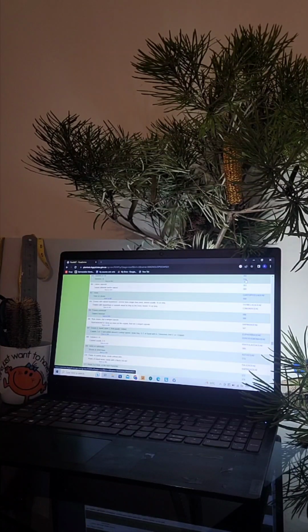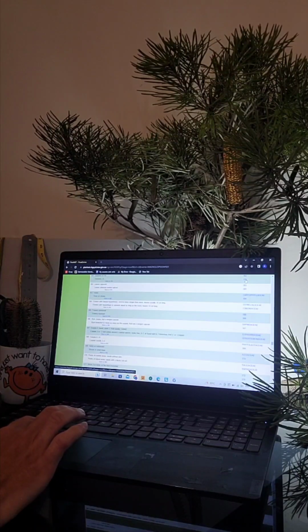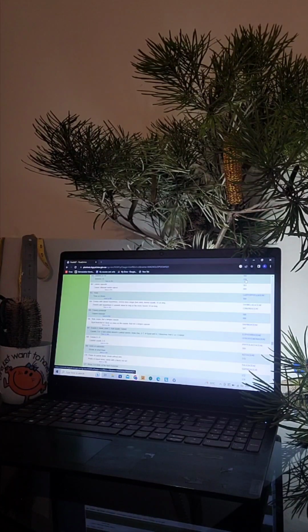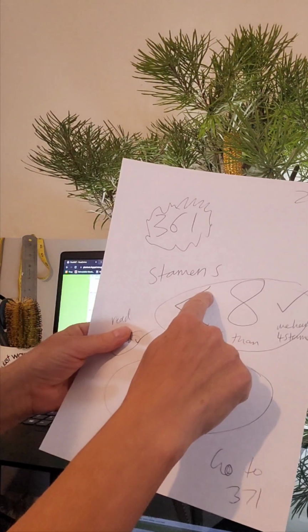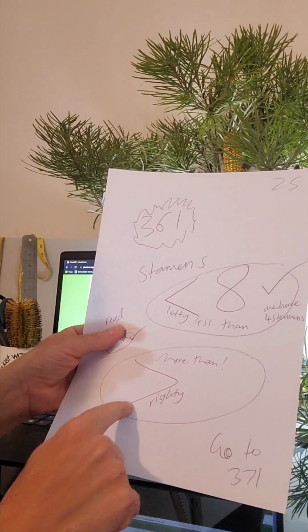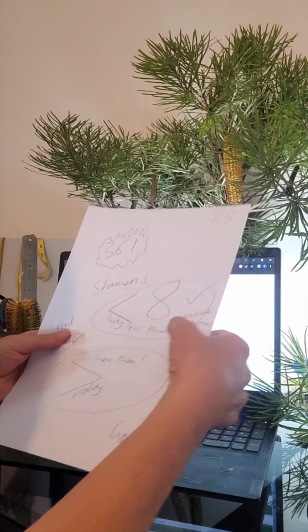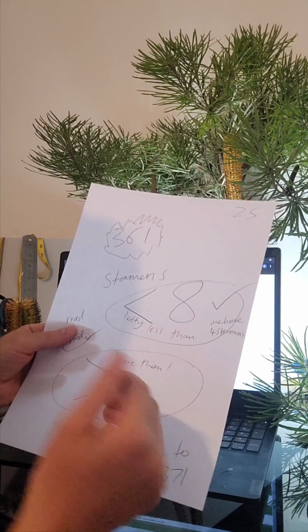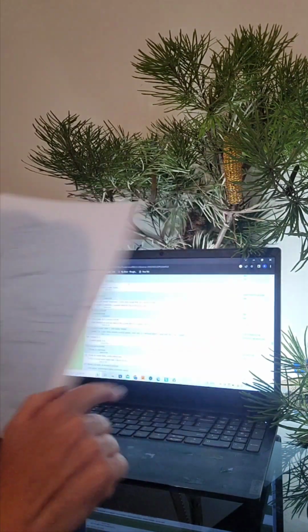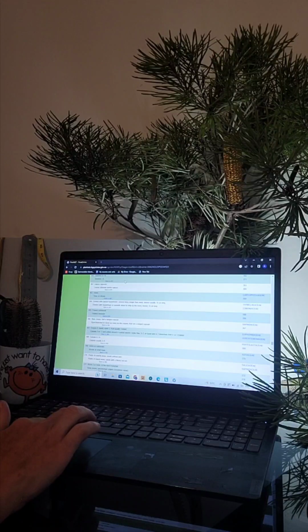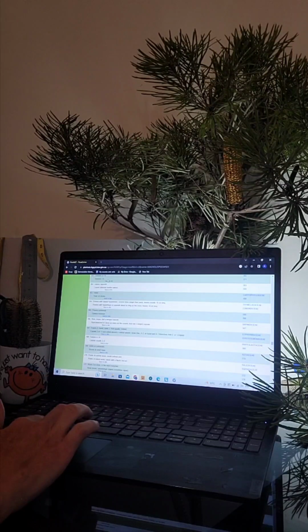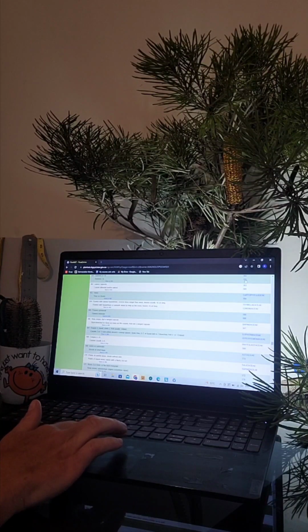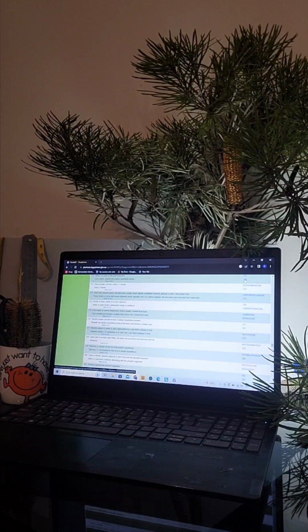Okay, 361. Okay, so here we go. Stamens 8 to 10 or stamens less than 8. So, this means less than, this means more than. Left ear is less than, right ear is more than. That's the way I remember it. Okay, so we have 4 stamens. So we are going to go with less than, so that's the bottom one. So we go 371.